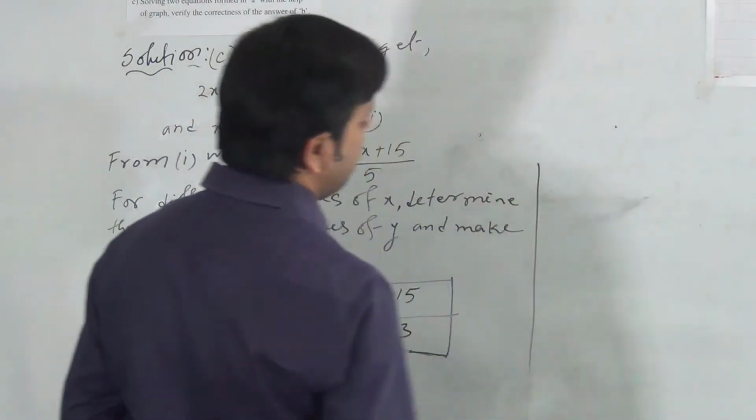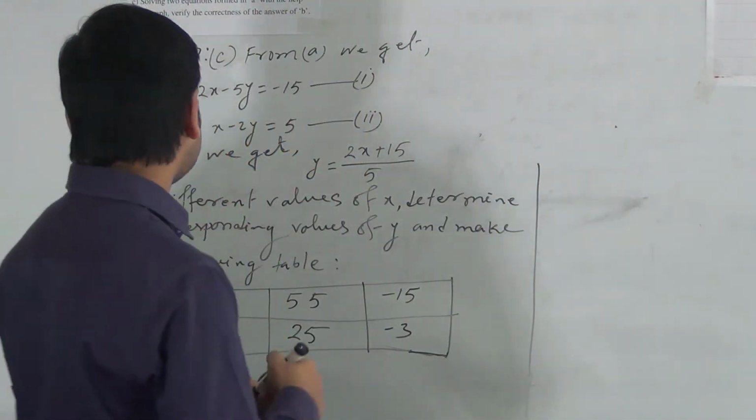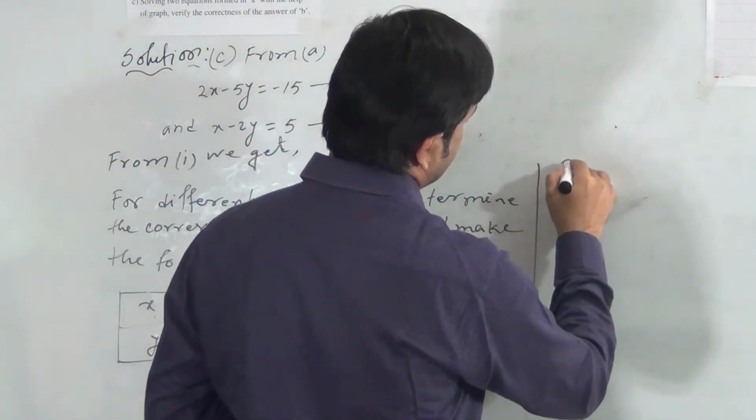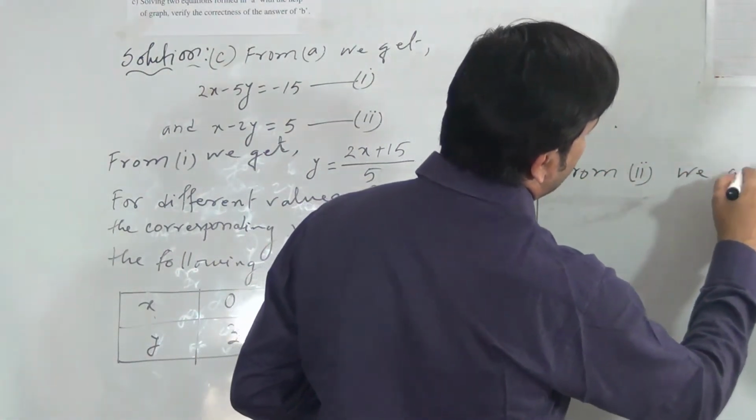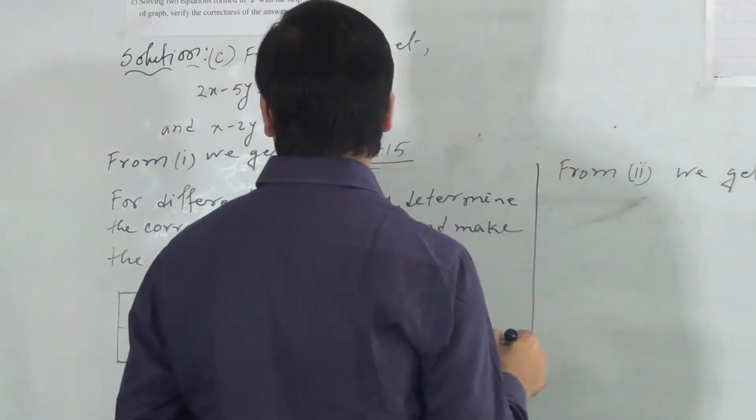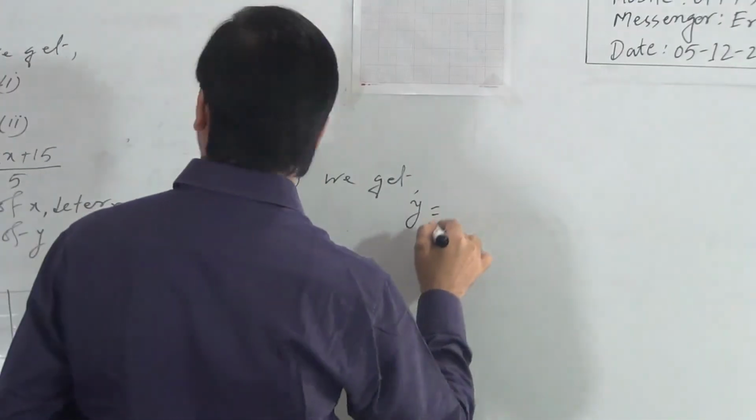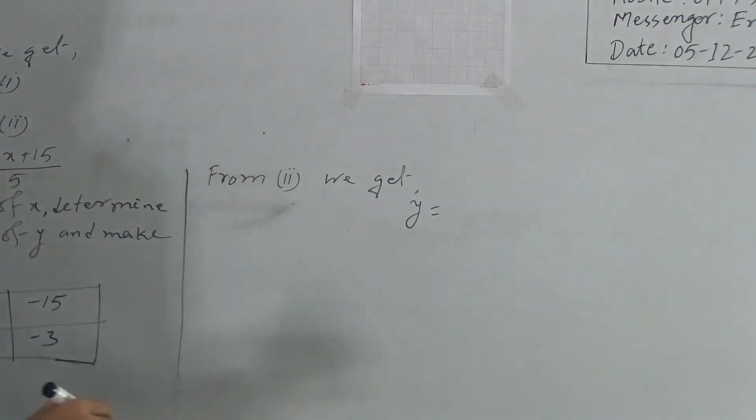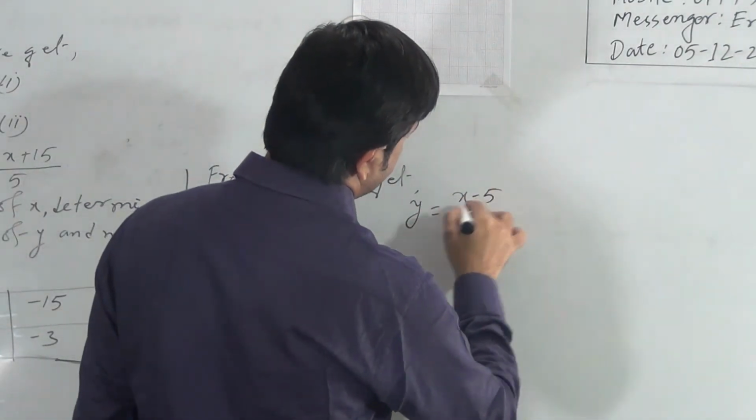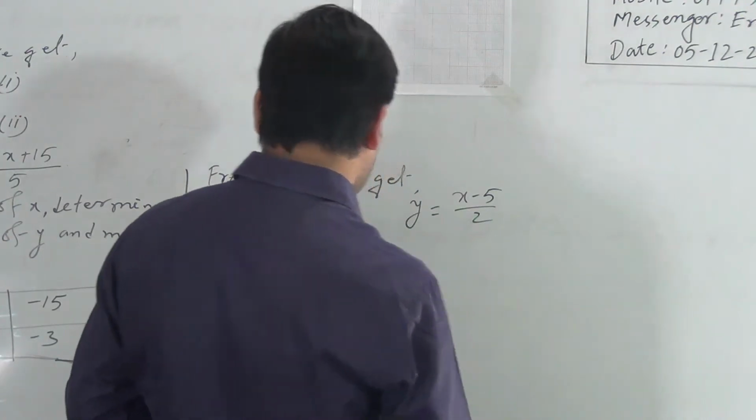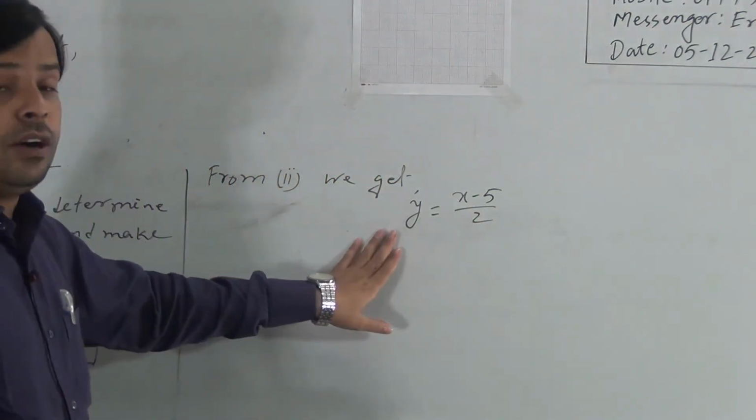So we can write here again, from 2 we get, what we will get, y equal to, here equation 2 is x minus 2y equal to 5. So we can write here, take this 5 here, so this will be x minus 5 and divided by 2, you will get the value of y. So x minus 5 divided by 2, this is the value of y.